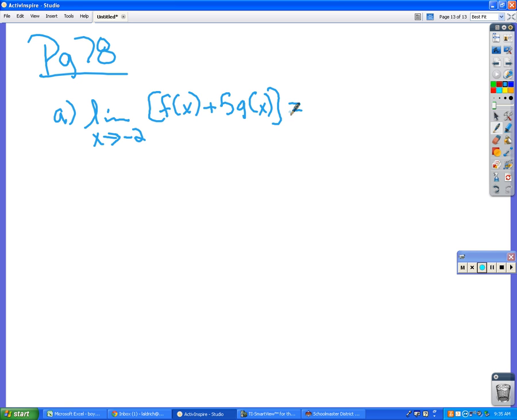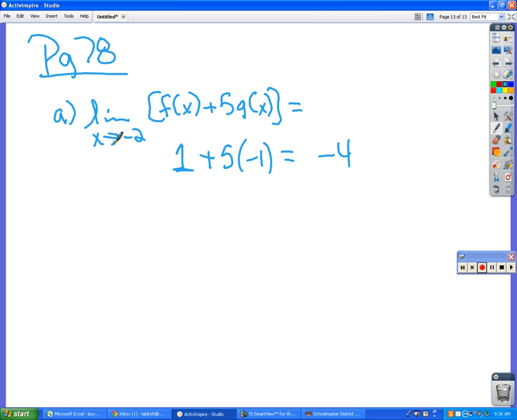So look at the graph, and the answer is 1. There's a hole there, but the graph gets closer to 1, right? Plus 5 times, what's the limit as x approaches -2 of g of x? -1. And 1 plus 5 times -1 is -4. Okay? You guys see where I'm getting these individual answers here?